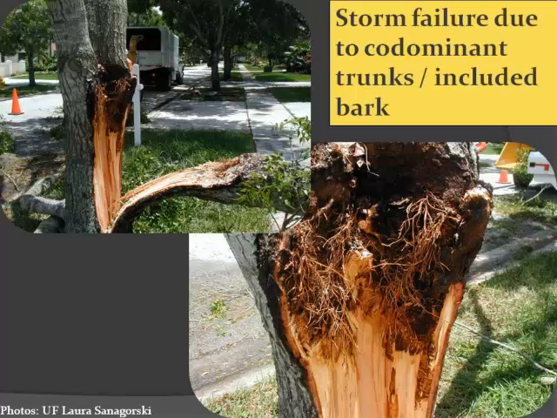This is an example of failure that was caused by codominant stems and included bark. This is a mahogany tree that failed after Hurricane Wilma in 2005 in South Florida. And you can see it had probably 3 competing stems and included bark, and that was the weak point because there's no good wood attachment. You can see the way that the stems were attached, they were actually holding moisture, and the tree was growing roots inside. So this is the result of leaving a codominant tree in the landscape.